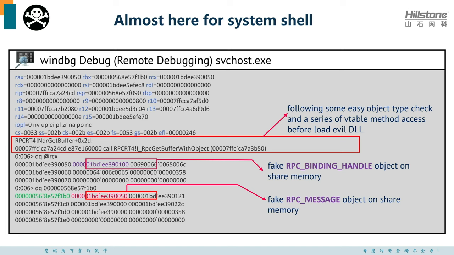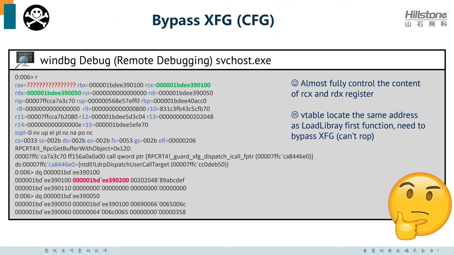Then we can see that from the engine, when it calls NDR get buffer, RCX is already the shared memory address. This is the layout of the shared memory. There's also some type check, but because we can fully control it, it's not a problem. I chose to construct a fake RPC binding handle in the shared memory. Then the real problem came: finally we arrive at the virtual function call, so there is an XFG check.